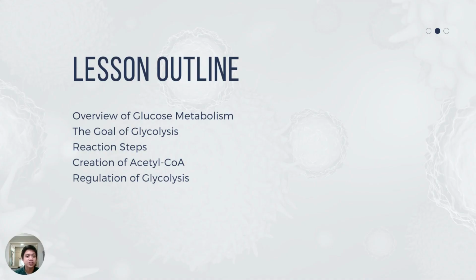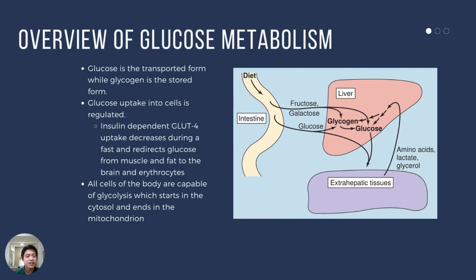This will be our lesson outline. Let's begin with an overview of glucose metabolism. Glucose is the transported form, while glycogen is the stored form. Now direct your attention to the image on the right.